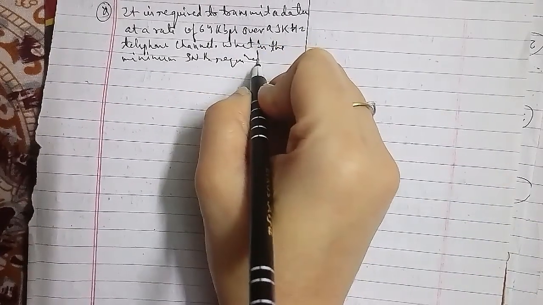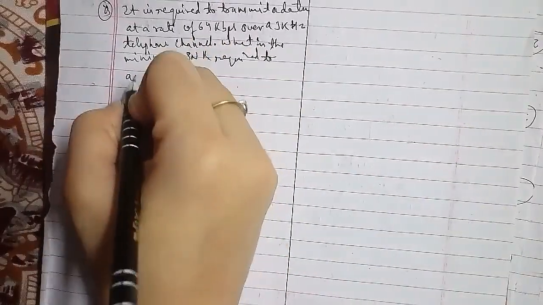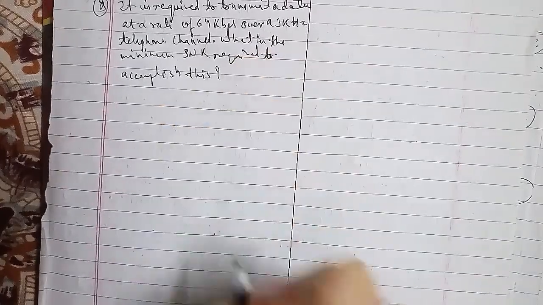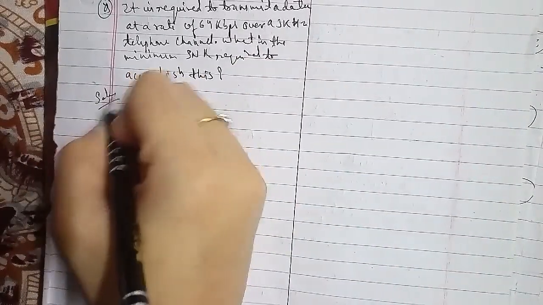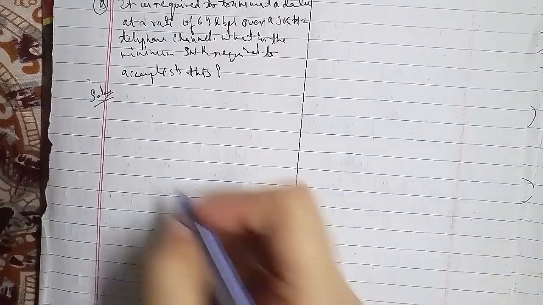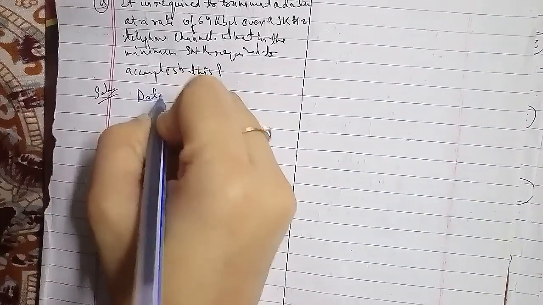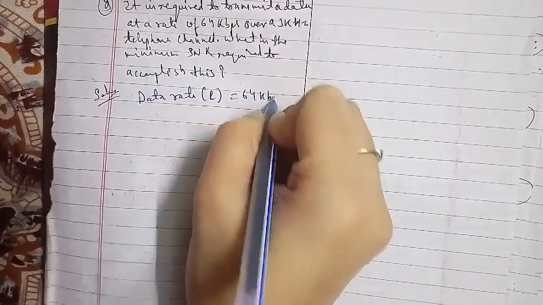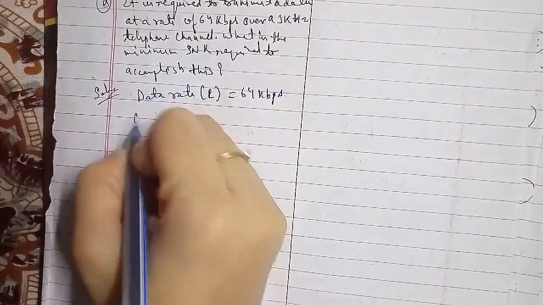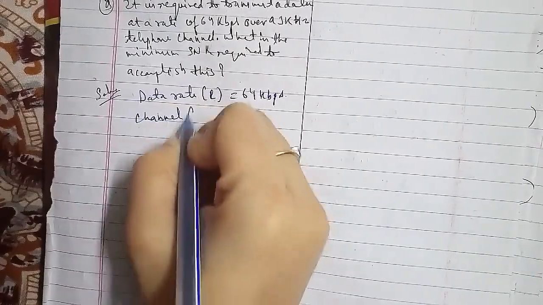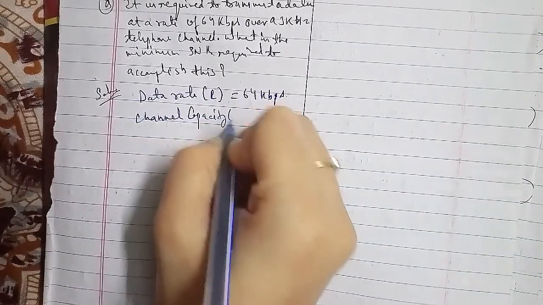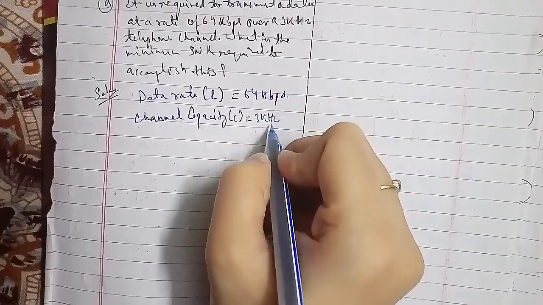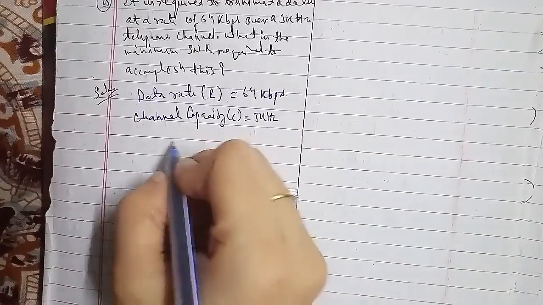This is the formula, and you have to put in the values: 64 into 10 to the power 3 equals 3 into 10 to the power 3 multiplied by log 2 of 1 plus SNR. Then log 2 of 1 plus SNR equals 64 into 10 to the power 3 upon 3 multiplied by 10 to the power 3, which is 21.33 into 10 to the power 3, and then SNR equals 2.64 into 10 to the power 6.